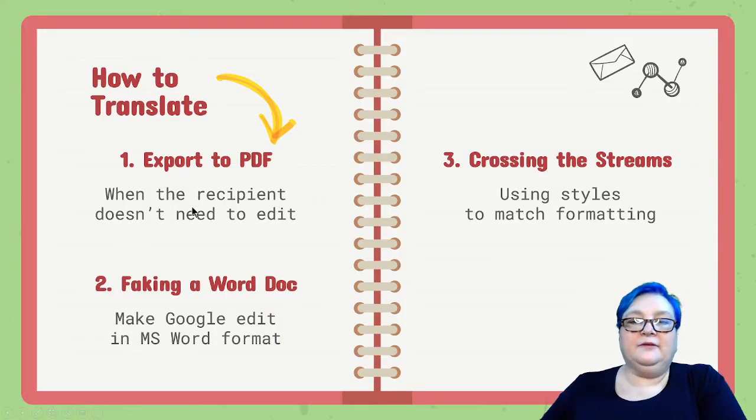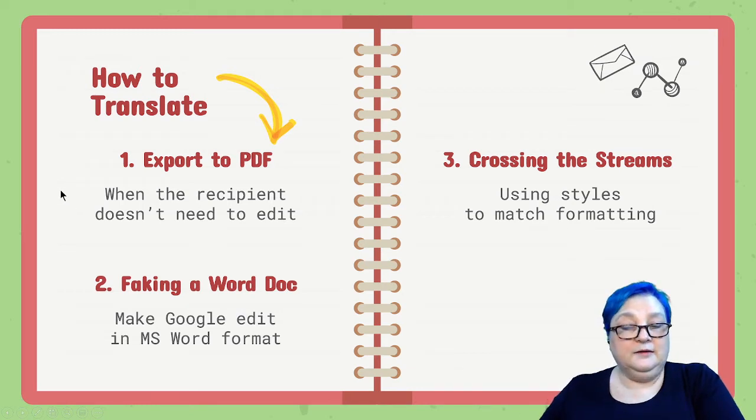The first way is if your recipient doesn't need to edit or comment or review your paper at all, possibly you can export it to PDF. That's wonderful. If they do need to edit or comment, or if they insist on Microsoft Word format, there are two ways to do that. One is faking Google into editing a Microsoft Word document, and the other way is using styles so that you match formatting between the two programs.